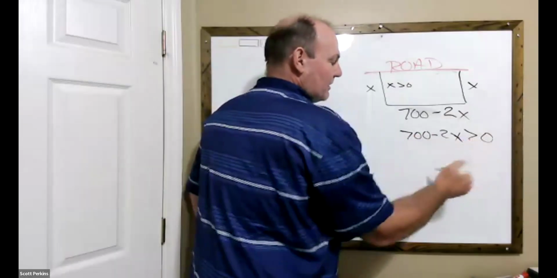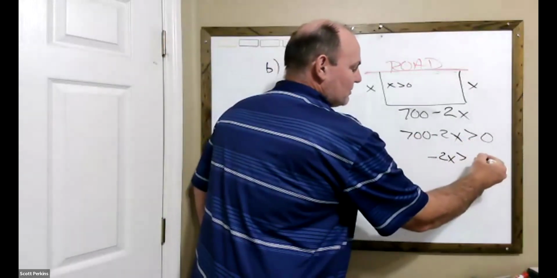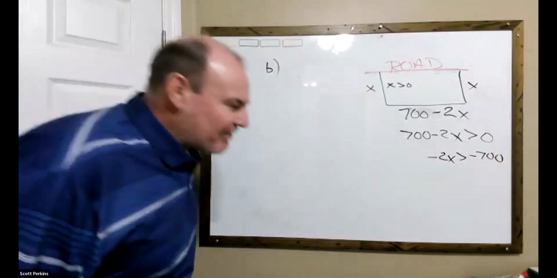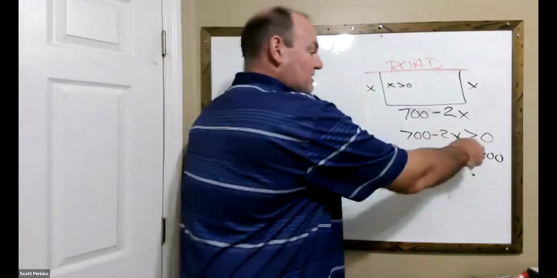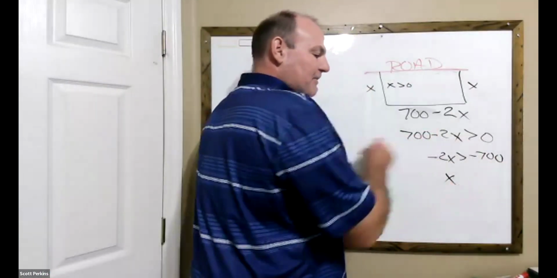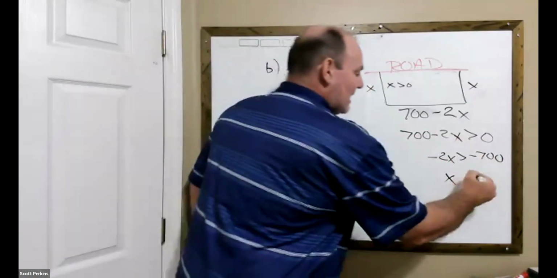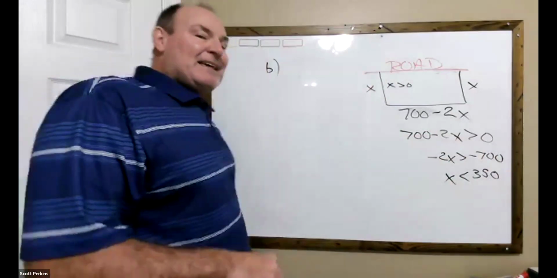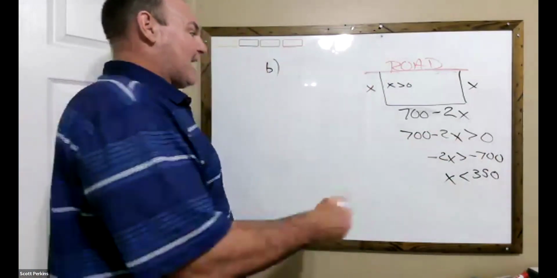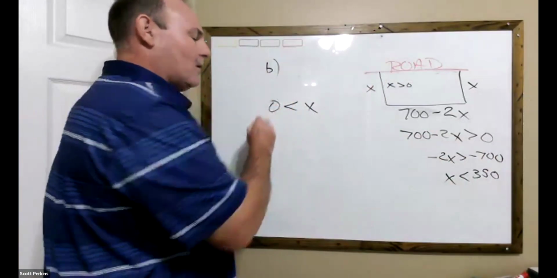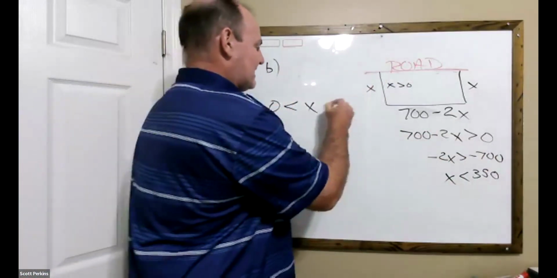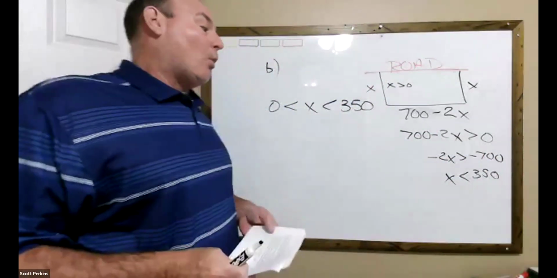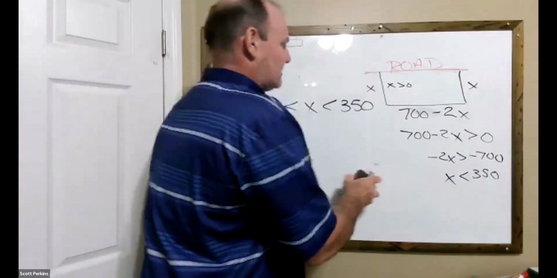I'm going to subtract 700 from both sides, and I get negative 2X is greater than negative 700. Then I'm going to divide both sides by negative 2. And remember, when I divide by a negative, I have to flip the sign. So that means X has to be less than 350. That gives me the restrictions on X. X has to be bigger than 0, and at the same time, X has to be less than 350 feet. So that is the B part. What are the restrictions on X?